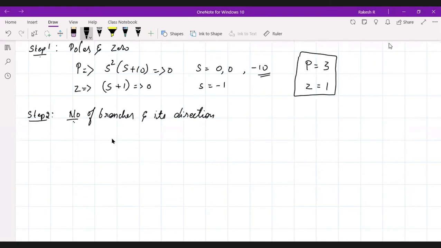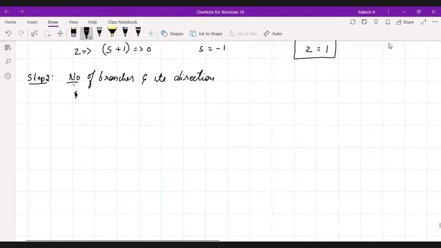The number of branches would be P or Z, whichever is greater. That is, here P is greater than Z.